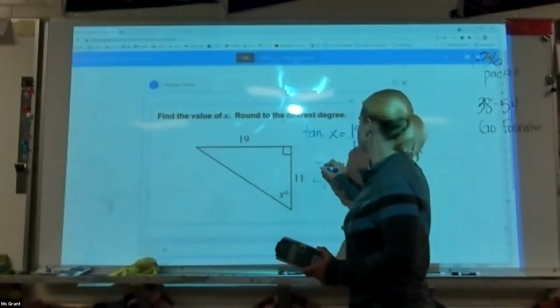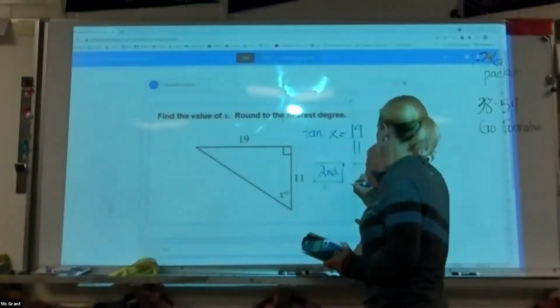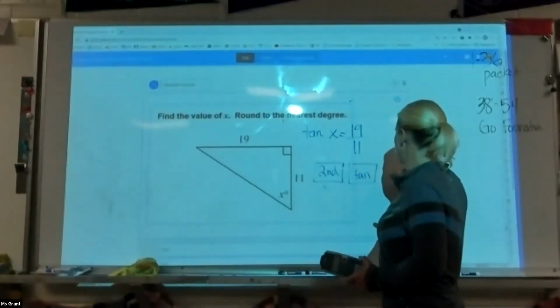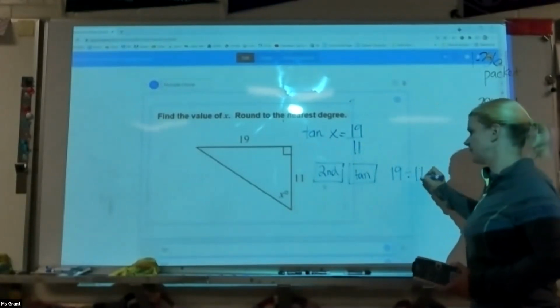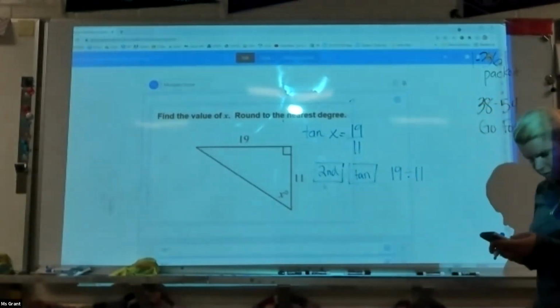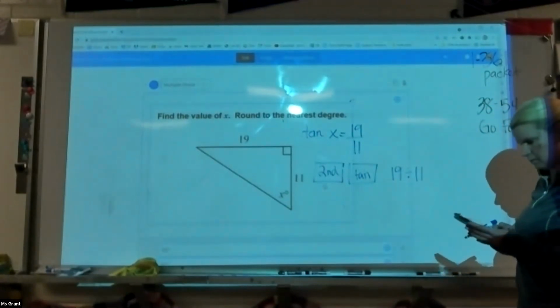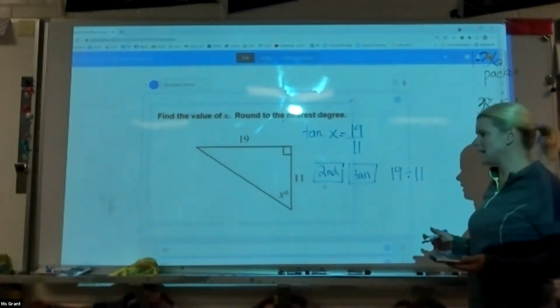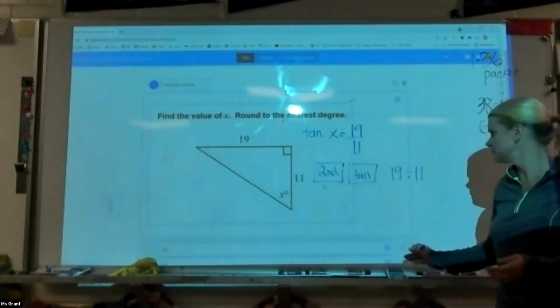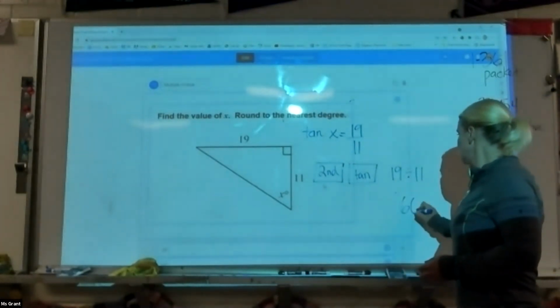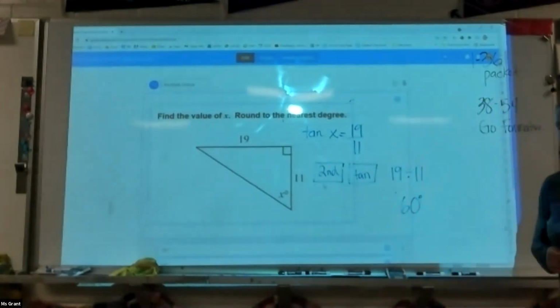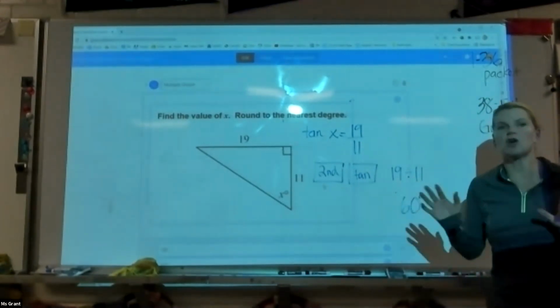So the buttons are second tangent, and then you do 19 divided by 11. I'll do it. 59.9 degrees, 60 degrees. Okay. Second function when you don't know the angle measure.